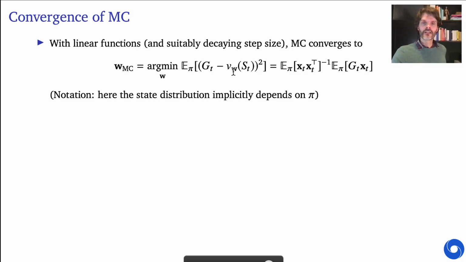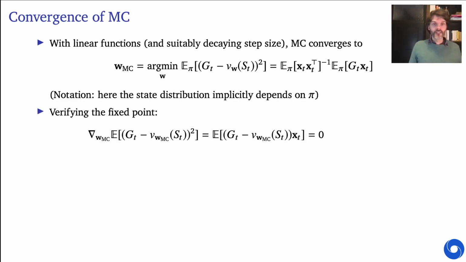And I'm basically just stating that the solution to this will be this equation there on the right. This is basically the linear least squares solution. So if you've seen that before, this will look very familiar. And what we see here is essentially the expectation of the outer product of your features. And that expectation is then inverted. This is a matrix, so this is an inverse matrix, times the expectation of the return times your features. And that turns out to be the solution that Monte Carlo finds.